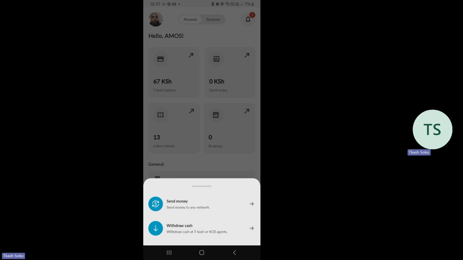So this brings us to the end of the session. It is my hope that you have learned. Let us continue journeying together. Let us continue transacting more with the Tcash Soko platform. And let us now keep it here for our tomorrow's sessions.